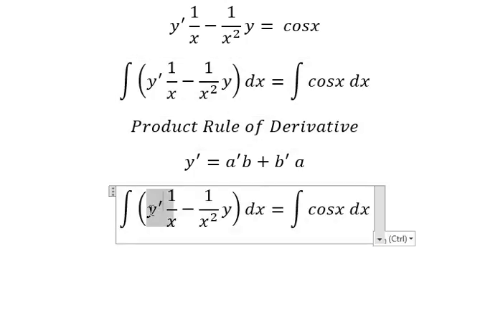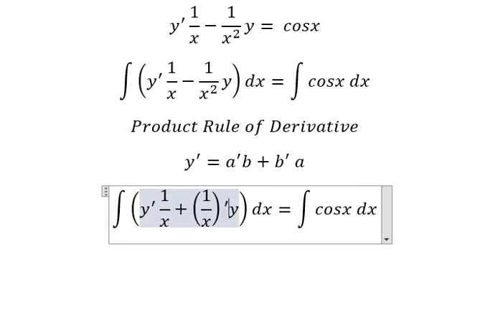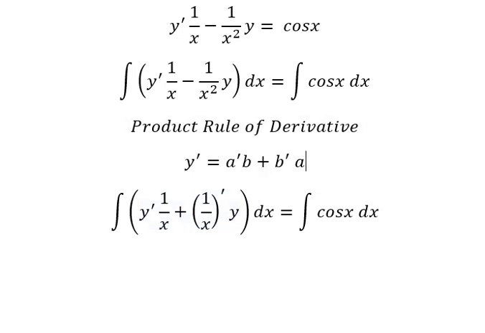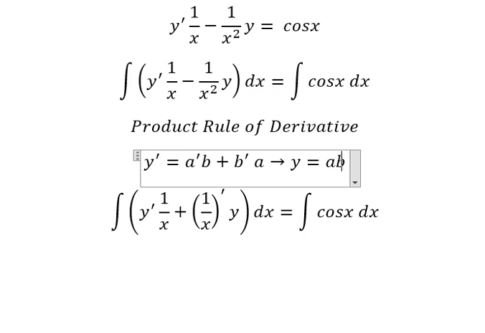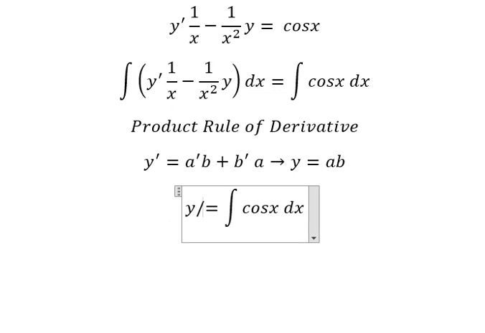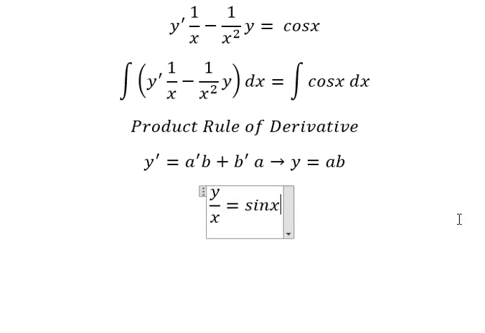So we have the first derivative of a multiplied by b. This one we have the first derivative of b multiplied by a. So the integration of this one, we have y equals ab. So the integration of that one, we have y over x. This one we have sine x, and I will put c.